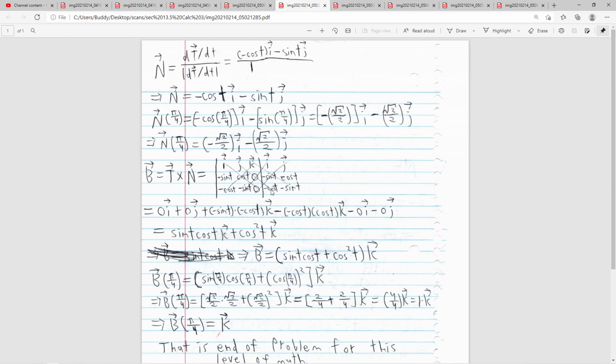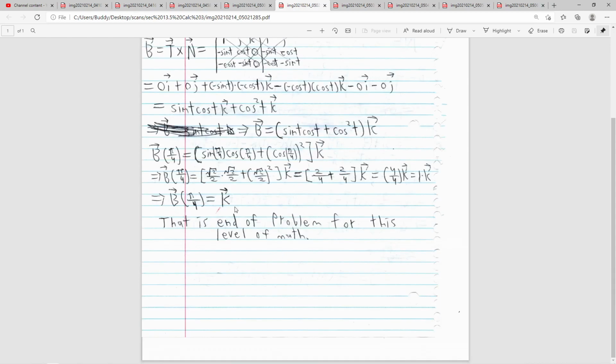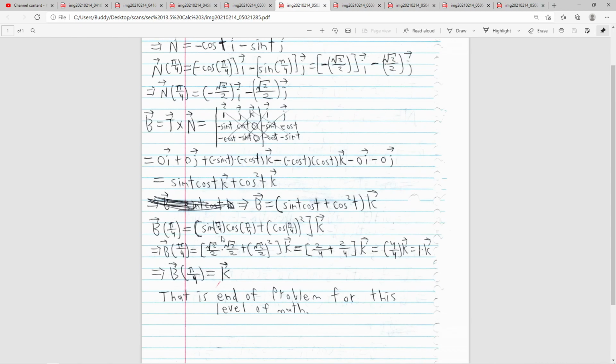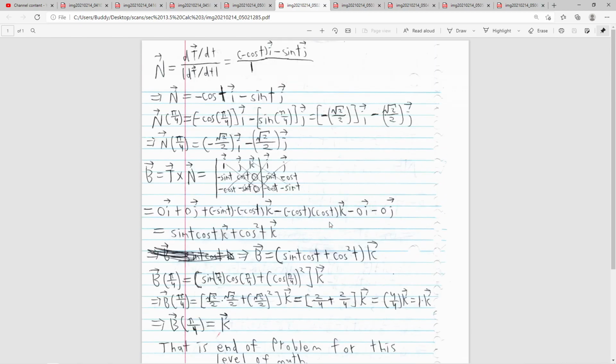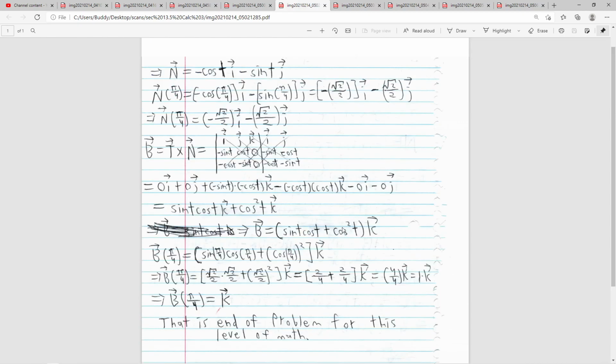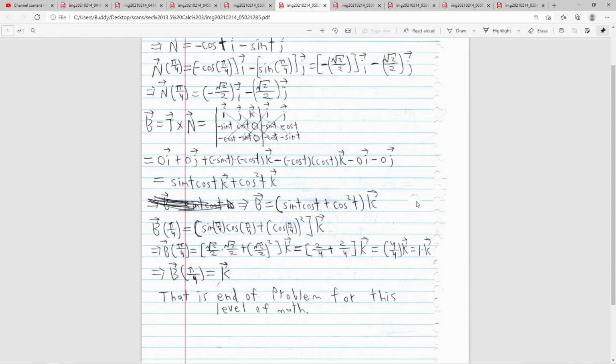So technically this is wrong. It should be negative sine t times negative sine t, so it's plus, and it should not be cosine t. But that's what happens. With all this work going on, you can accidentally misread something. So it should really be sine squared t plus cosine squared t in the end for the k values, so it should be just 1. Regardless, you get the same answer of k. B of pi fourths would have always been k. I would not get too hung up about it.